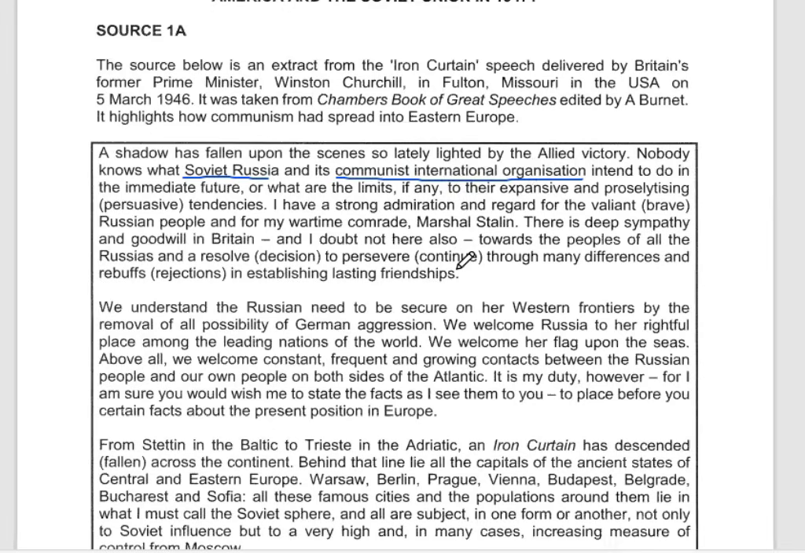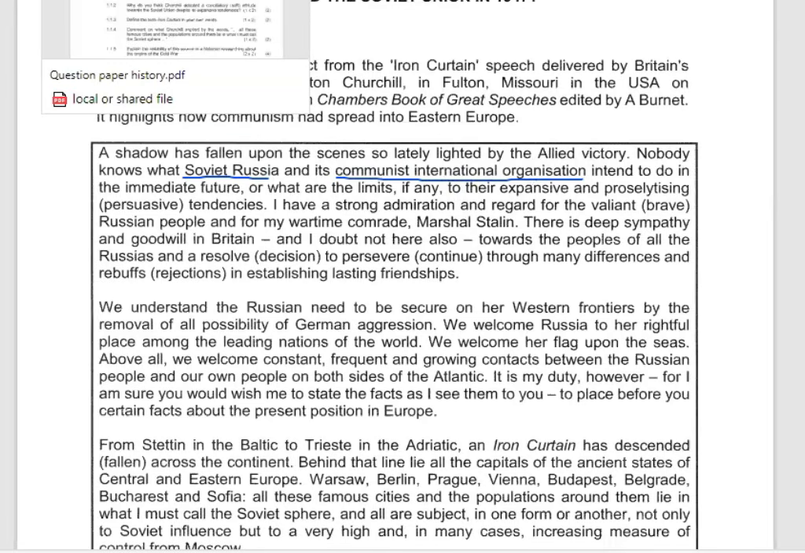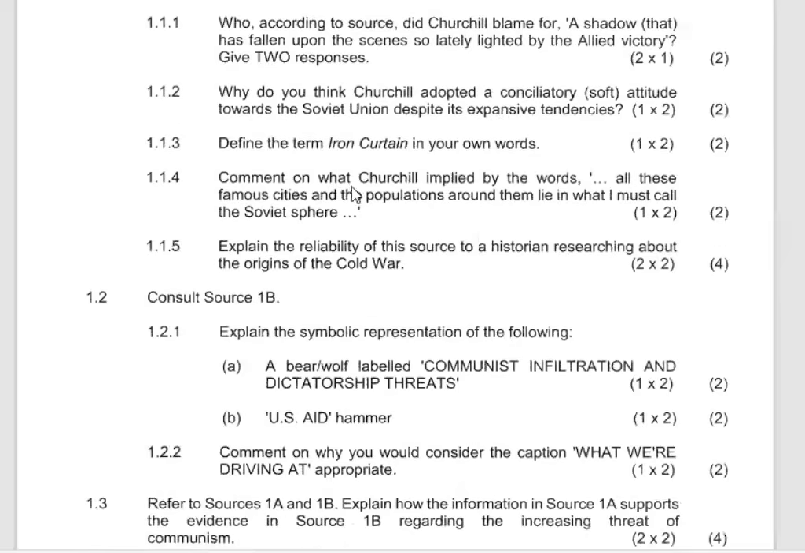Who did Churchill blame for a shadow that has fallen upon the scenes? So they are blaming the Soviet Russia, and also they are blaming the Communist International Organization. So those are our responses for our first question. The 2 responses are the Soviet Russia, and we also see the Communist International Organization. Right, going to the next question.